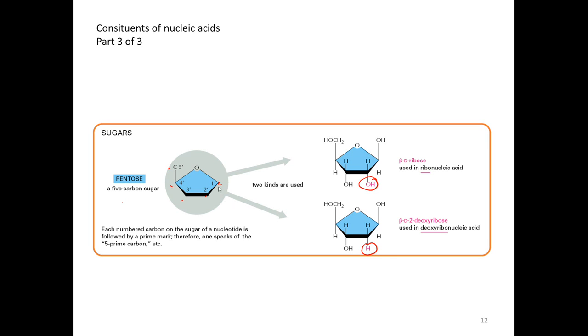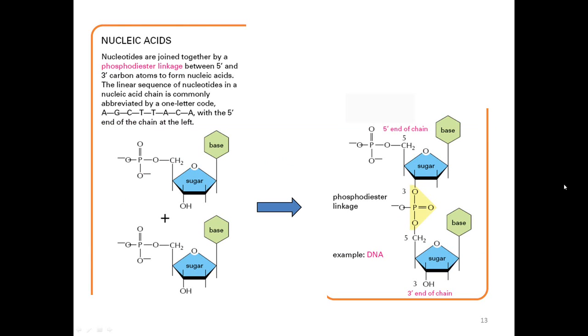Now, you might wonder why these are called primes: 1', 2', 3', 4', and 5'. That's only to indicate positions on the sugar. The positions on the nitrogenous base would be without the primes. So we're going to talk a lot about the 5' carbon and the 3' carbon. Now there's a reason we always talk so much about the 5' carbon and the 3' carbon.